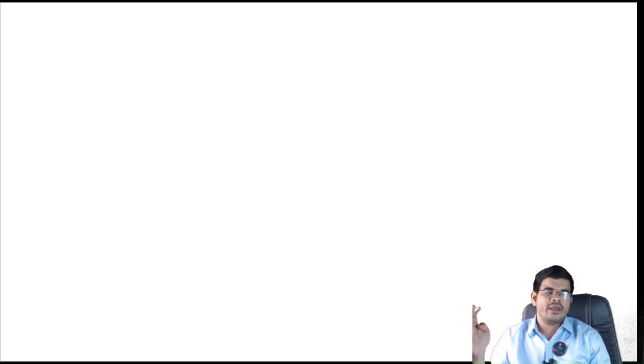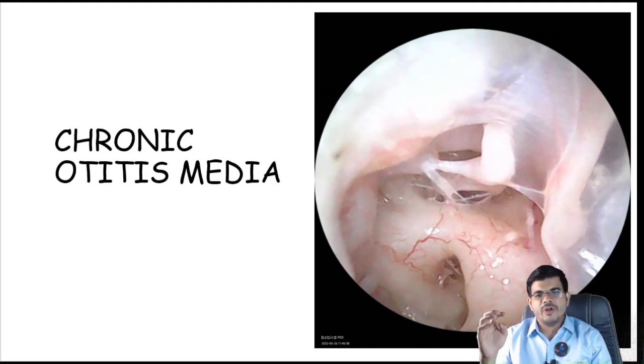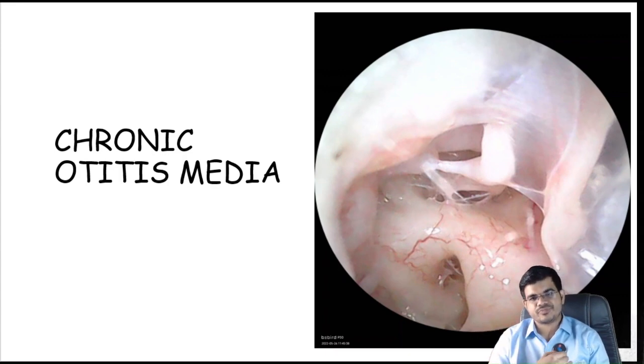Today we will be learning about chronic otitis media, where the duration of middle ear disease is more than 3 months. This chronic otitis media can be further divided as chronic otitis media mucosal disease, squamosal disease, and healed chronic otitis media. The healed chronic otitis media includes both tympanosclerosis as well as healed perforation.